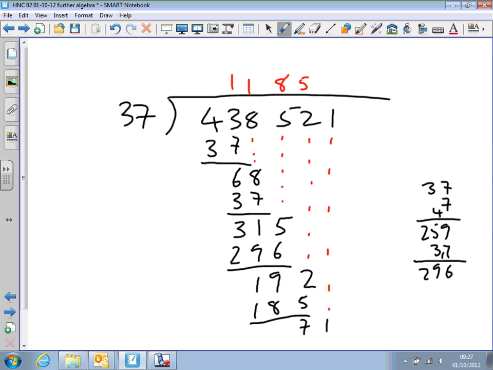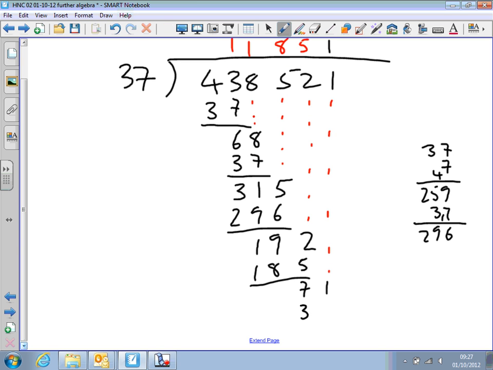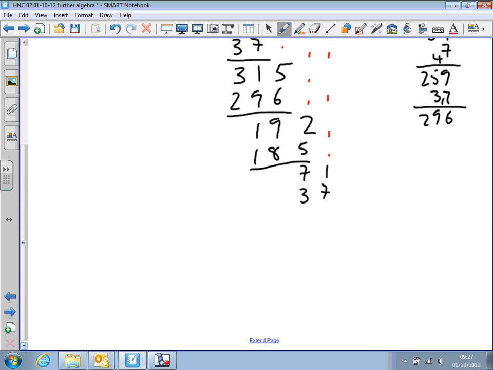37's into 71 goes once, which is 37. Work out the remainder. What's that? 3, 33. Is that right? No, 34. Yeah, 34. Okay? So, end of problem.